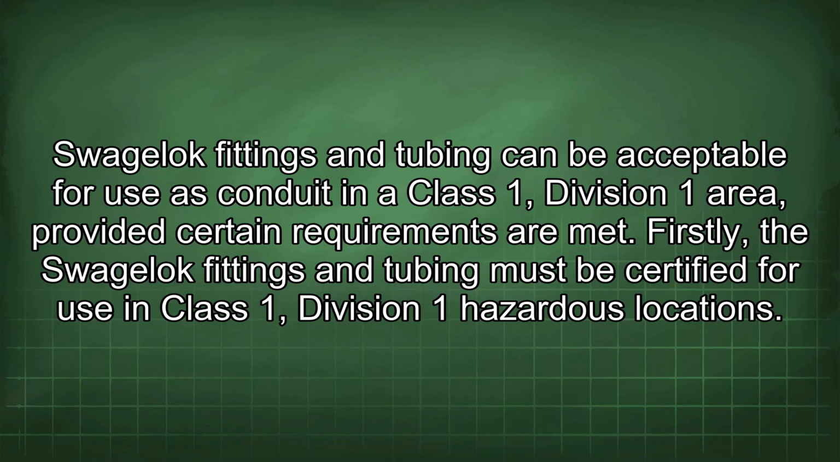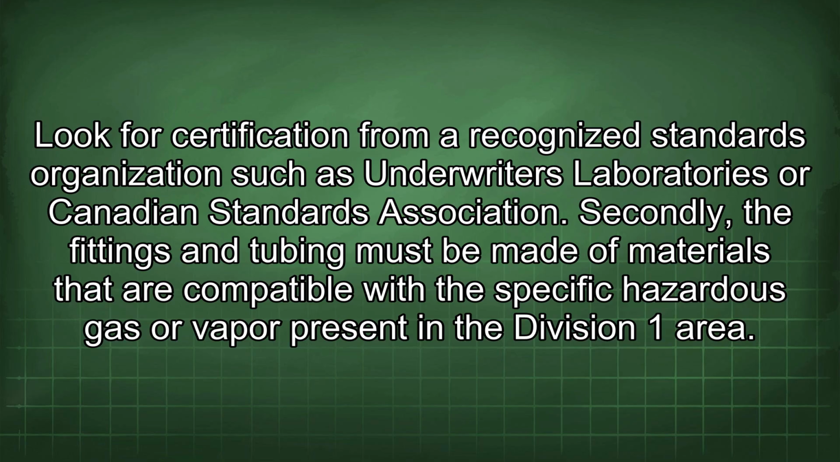Swagelok fittings and tubing can be acceptable for use as conduit in a Class 1, Division 1 area, provided certain requirements are met. Firstly, the Swagelok fittings and tubing must be certified for use in Class 1, Division 1 hazardous locations. Look for certification from a recognized standards organization such as Underwriters Laboratories or Canadian Standards Association. Secondly, the fittings and tubing must be made of materials that are compatible with the specific hazardous gas or vapor present in the Division 1 area.